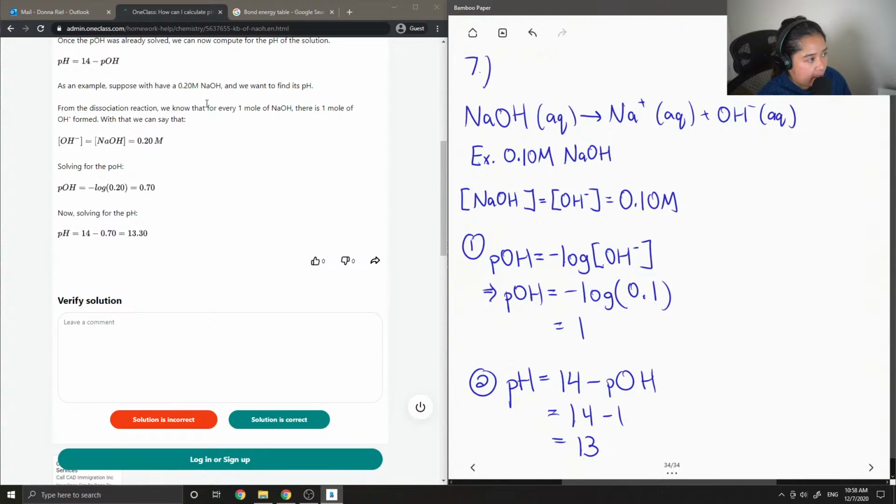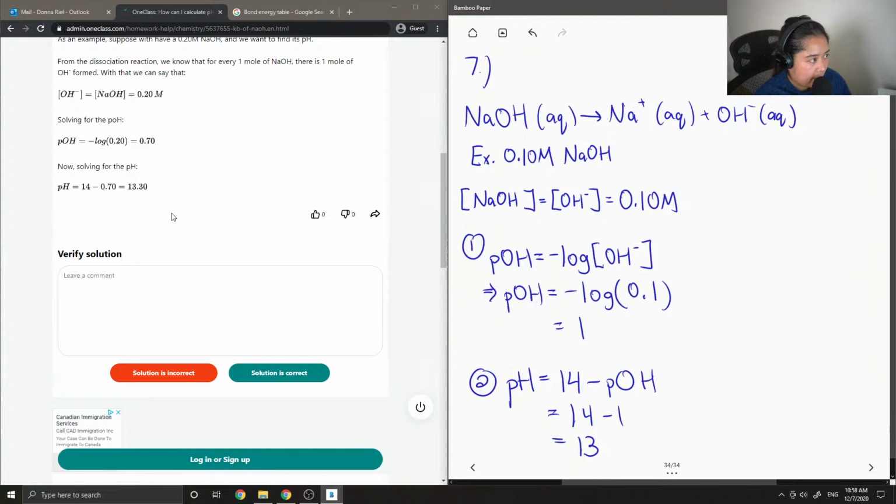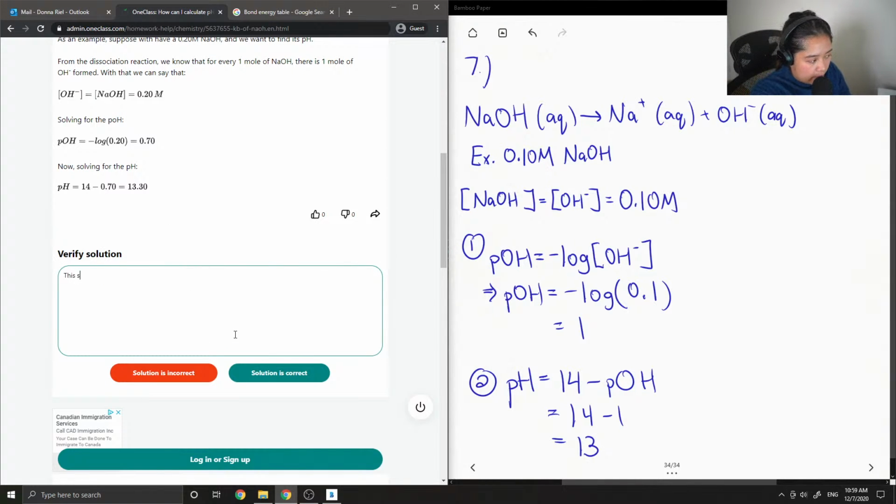Yep, so they have an example with 0.2 moles per liter of NaOH. Since 1:1, we do pOH is equal to negative log of 0.2, so they got 0.7, and a pH of 13.30. Yep, so the solution is correct.